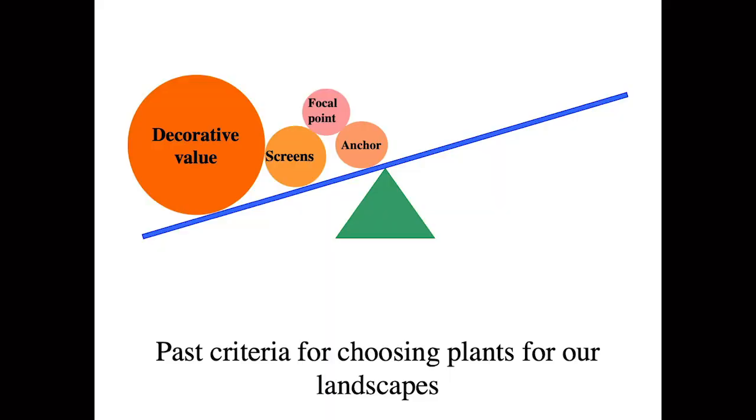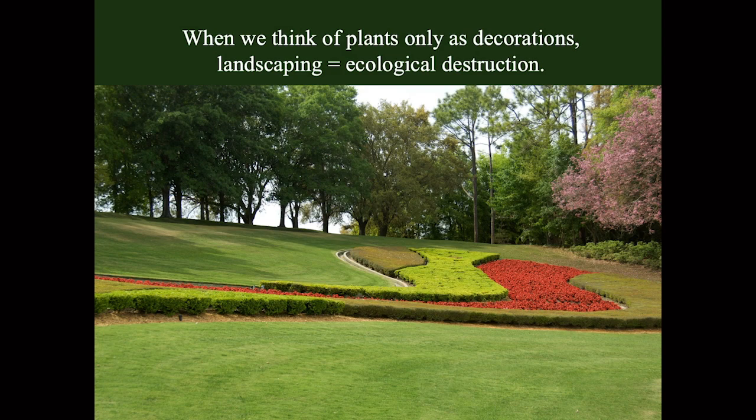So for the past, at least the past century, actually a lot more than that, we have gone to the nursery to buy plants based on how pretty they are. You know, maybe they could be screen anchors or focal points, but it's all been about the decorative value of those plants. No thought to the ecological roles those plants need to perform on our properties. And the reason we haven't thought about that is there used to be a lot of nature out there doing all that stuff. We didn't care about that. But when we choose plants based only on their decorative value, only on aesthetics, then landscaping equals ecological destruction.